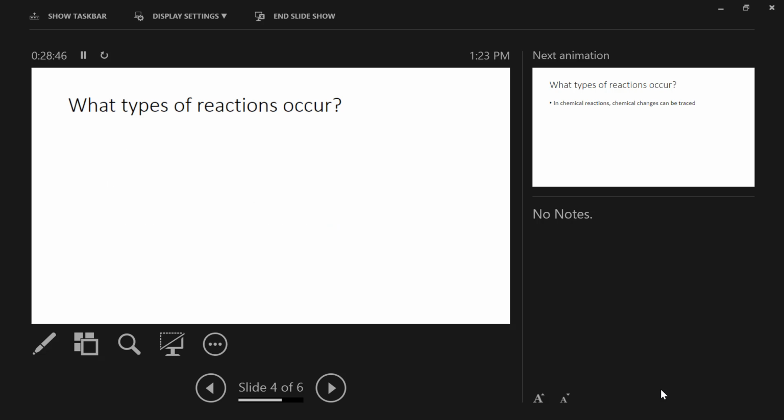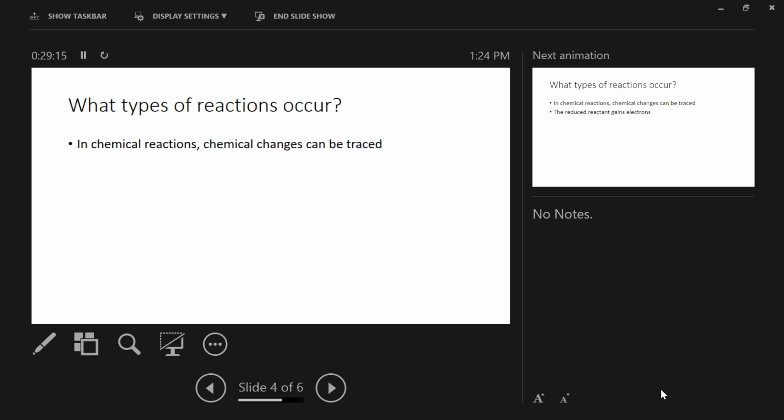We're still addressing this question, and now we're looking for evidence of it, right? First slide, we talked about how do we know a chemical reaction has taken place. The next slide, we talked about specific types of chemical reactions. Now, for this third slide, we're going to start saying, okay, in these types of chemical reactions, what evidence do you see? So in chemical reactions, we can trace the chemical changes.